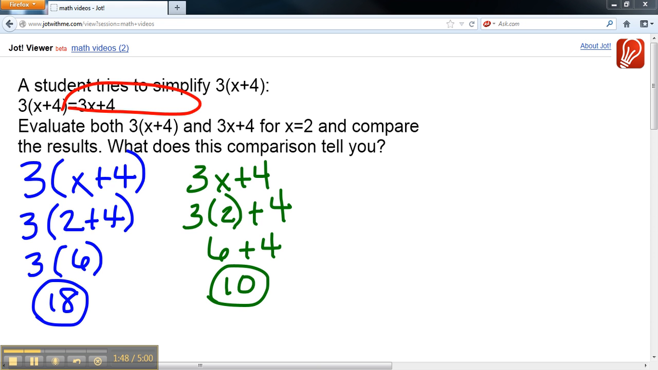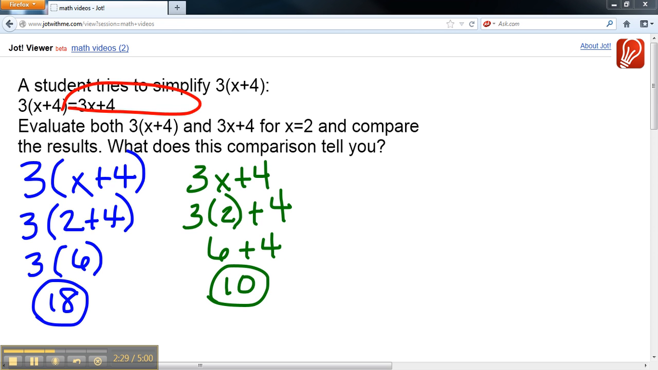So I'm comparing the results. I look and I see that they're not the same. And what does comparing those results and finding that they're not the same tell me? Well, if the student had simplified the expression correctly, we would have the same result because the two expressions would be what we call equivalent expressions. They would represent the same value. Because our two expressions do not give us the same value when we evaluate for x equals 2, we know that it wasn't simplified correctly.